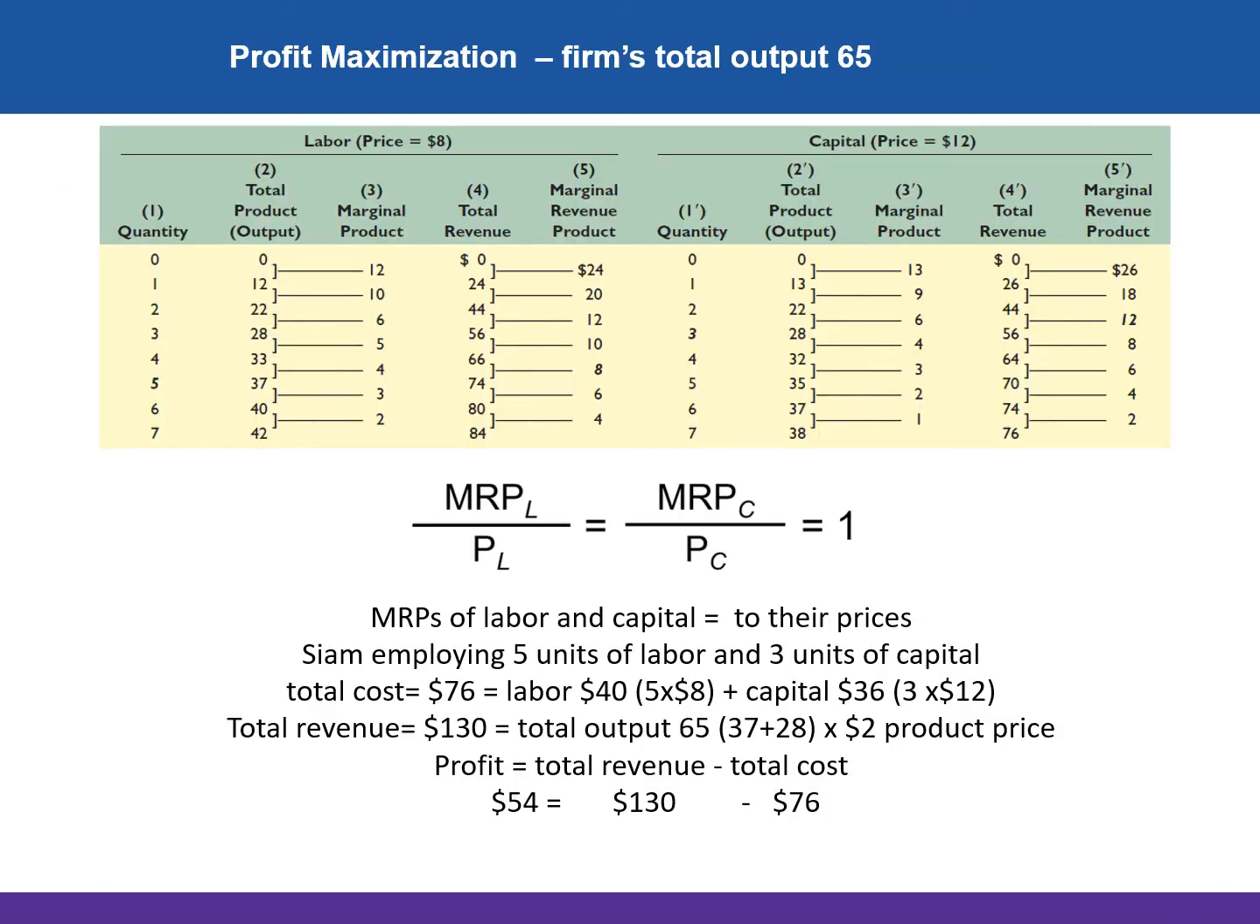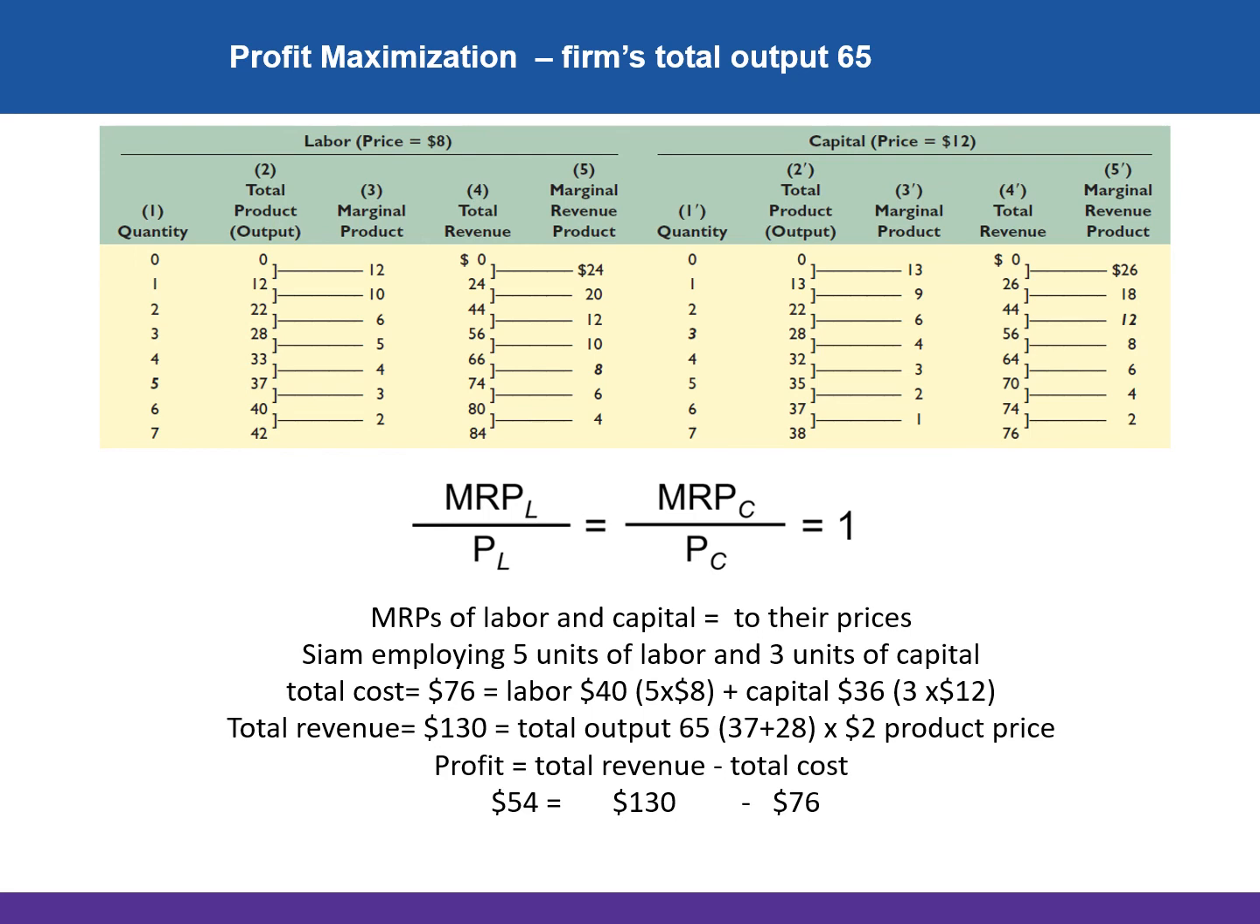Through a trial and error approach, we can answer the second question of what combination of resources and outputs will maximize the firm's production. Now remember, we're trying to follow the rule for profit maximization that states in a competitive market that the price of the resource must equal its marginal revenue product. So again, it tells us in the data that the price of labor is $8. It also tells us that the price of capital is $12.